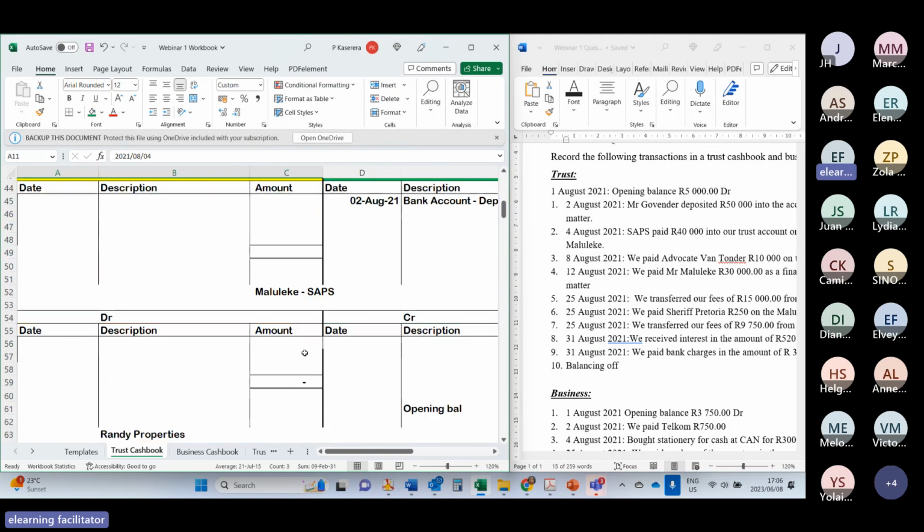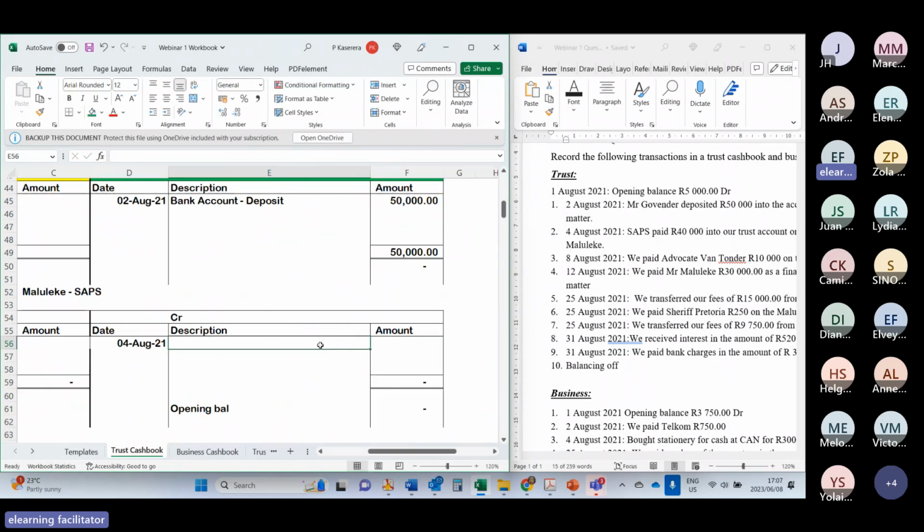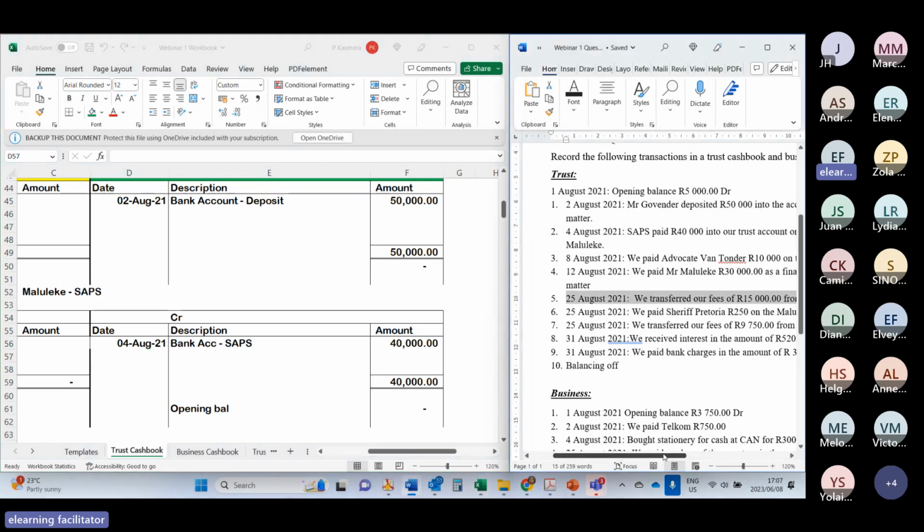So now we are posting the double entry. It's 4 August. You should remember to always have your descriptions and your date, because if you want to trace these transactions, you can only trace by looking at the date and the description. So how much is it? 40.